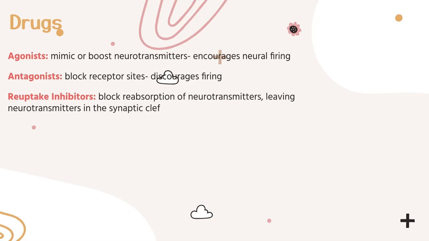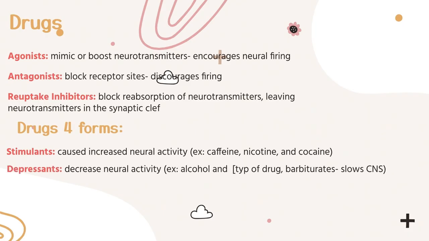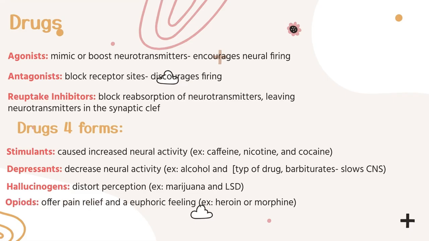Drugs have 4 forms. Stimulants cause increased neural activity, such as caffeine, nicotine, and cocaine. Depressants decrease neural activity, such as alcohol and barbiturates, which slow down the CNS, the central nervous system. Hallucinogens distort perception. Examples are marijuana and LSD. Opioids offer pain relief and a euphoric feeling. Examples are heroin or morphine.